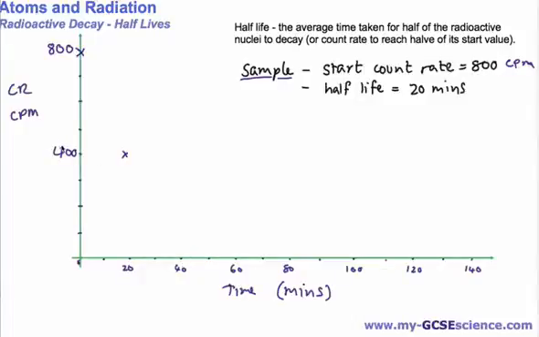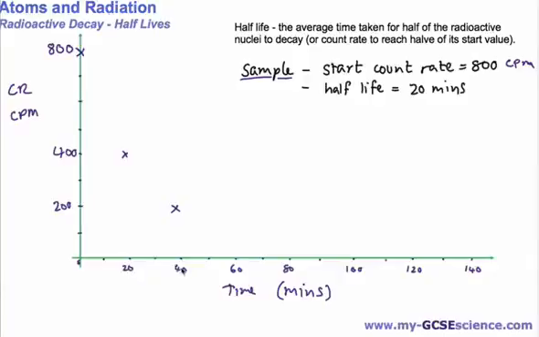And what's happened to the count rate? Well, it's halved. Remember, it's not half of the 800, it's half of the 400. That's the remaining radioactive nuclei that are left. So half of 400 is 200. That's 20 minutes further on, so we go up to 40 minutes and the count is 200, and we carry on like that.